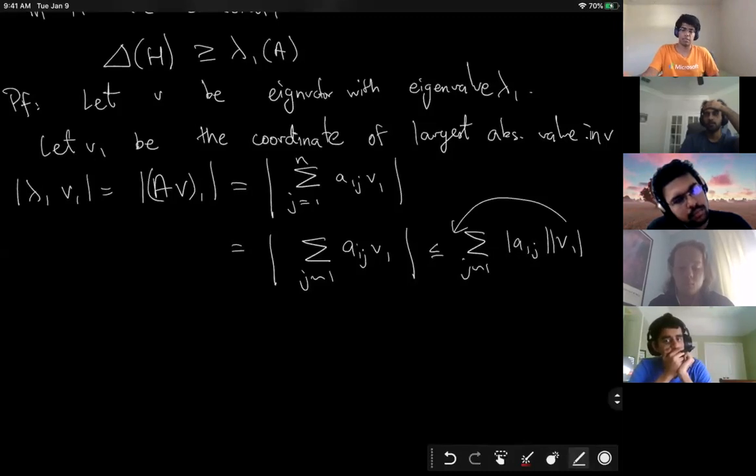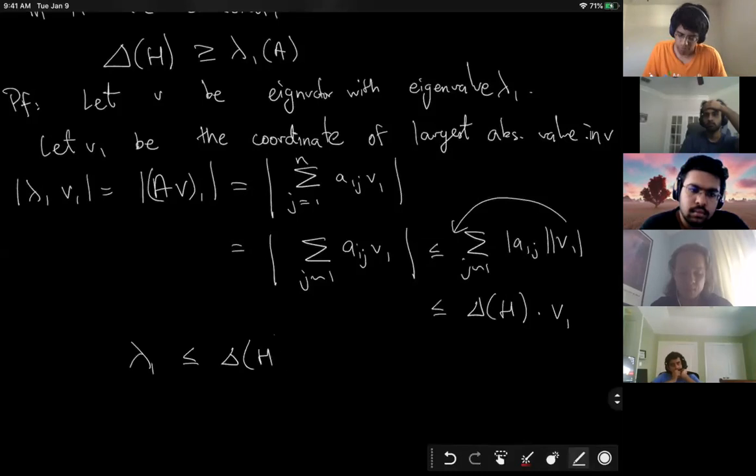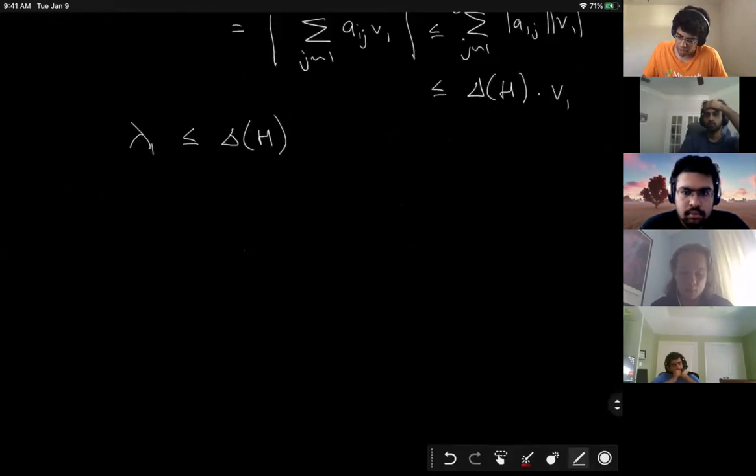And then you just have the sum, and each j that is a neighbor of 1 is going to contribute a 1 to this sum because it's an absolute value. So you're just going to have something that is less than the max degree. So this is less than or equal to the max degree of H times v_1. Okay, lemma proved. Now we are basically just done. Now we just have to put these lemmas together.